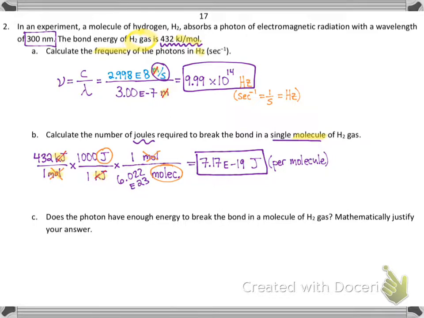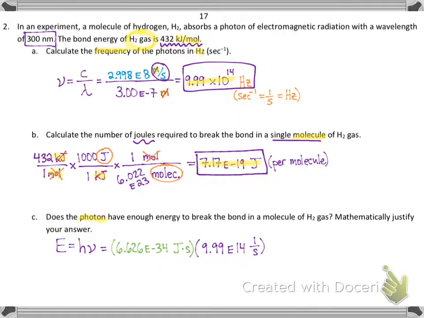All right, last but not least, does the photon, remember we were originally talking about a photon in part A, does it have enough energy to break this bond? Well, I know the energy that it takes to break the single bond. What I need to know is the energy of this photon. So I have one more calculation to go. I need to calculate the energy of my photon. Luckily, I already know the frequency of the photon. We did that in part A, so I can just plug into E equals h nu.